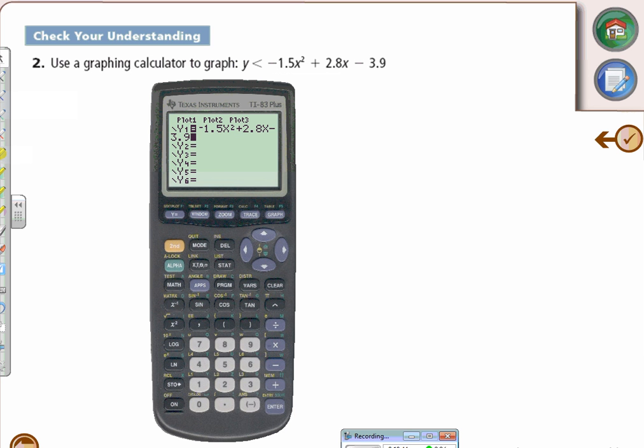Let's quickly graph that just to see what it looks like. Then we'll decide which way we should shade. Okay, good, I can see my graph. Now I have to decide, do I shade the top of it or underneath it? From here, it's indicating that I shade below this. We can also do the test point of 0, 0, plugging it in. Is 0 less than negative 3.9? No, that's not true. So I'm not going to shade where the 0, 0 is. I'm going to shade the other side, which is below the graph.